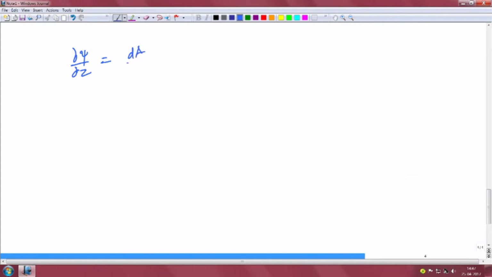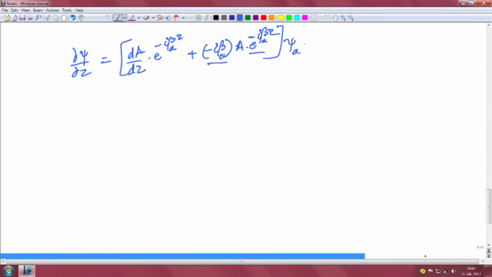d psi A by dz multiplied by e power minus i beta A z, plus minus i beta A into A into e power minus i beta A z. So, the derivative of e power minus i beta z results in this factor. So, the entire thing multiplied by psi A. Similar expression for psi B.